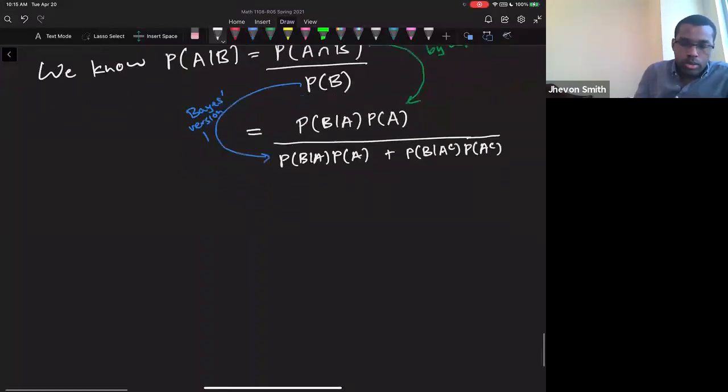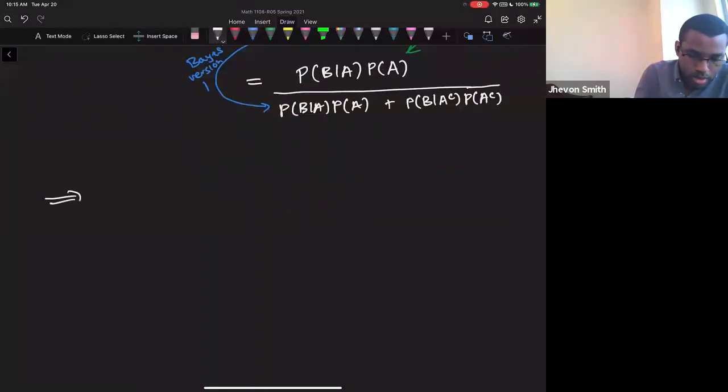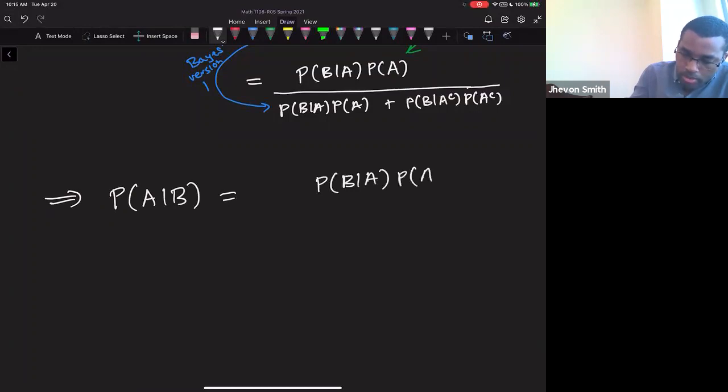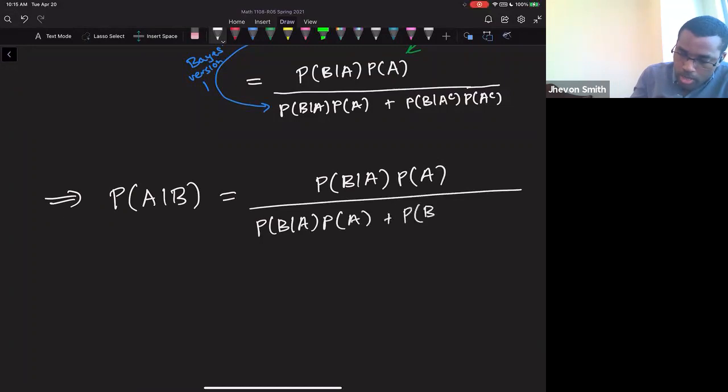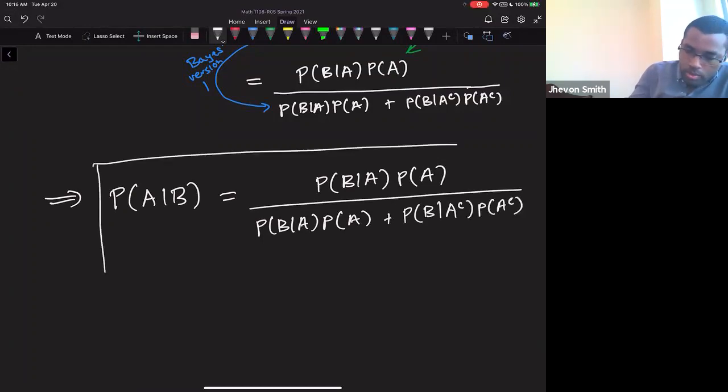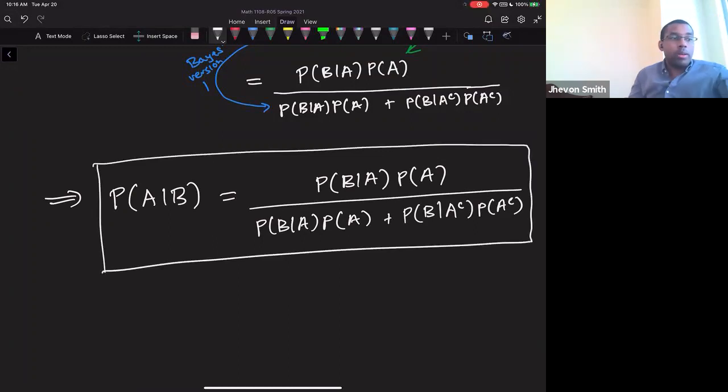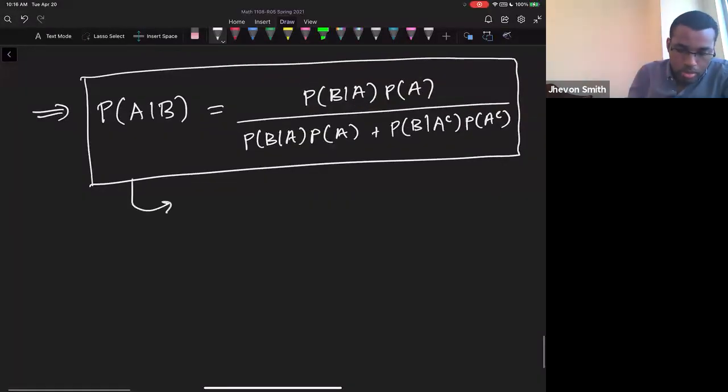So this leads to a very important formula. The probability of A given B is the same as the probability of B given A times the probability of A, over the probability of B given A times the probability of A plus the probability of B given A complement times the probability of A complement. This is the next important formula, and this is called Bayes' theorem.